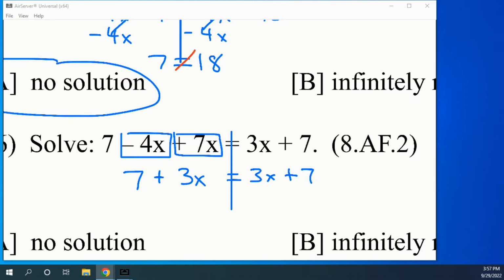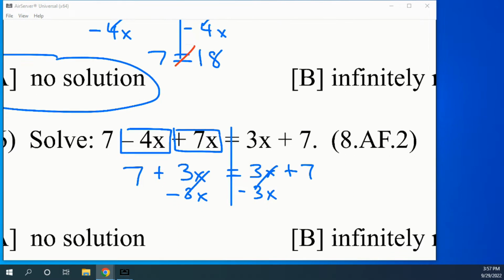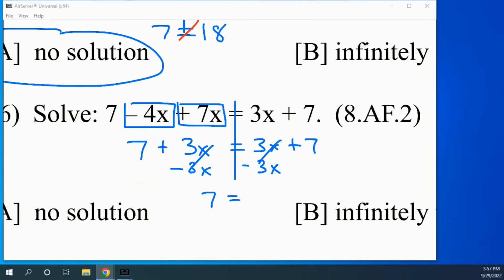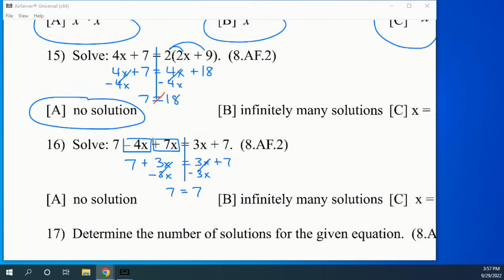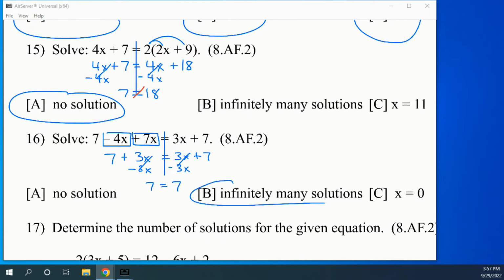This is another interesting situation because if we again try to cancel our variables, they both cancel out, and what we are left with is 7 equals 7, which that is true. Okay, that is definitely true. So this one would be a situation that we would say we have infinitely many solutions. Any number that you plug in for the variable x will make the left side and the right side identical. It'll make that equation sign true. So there we go. That's number 16.